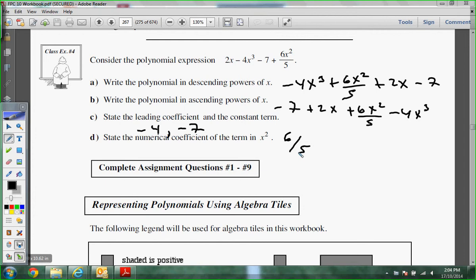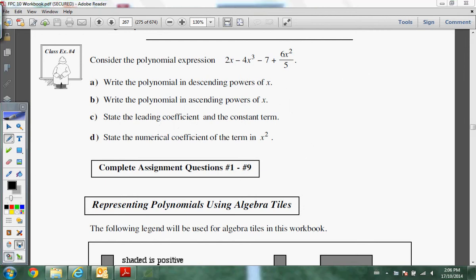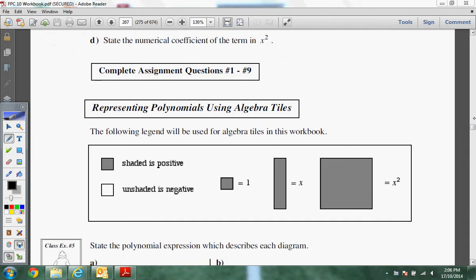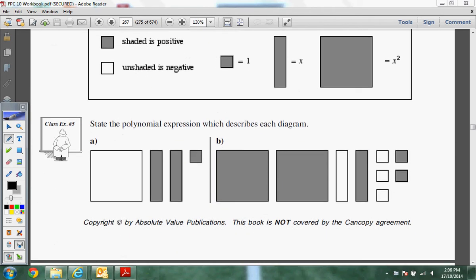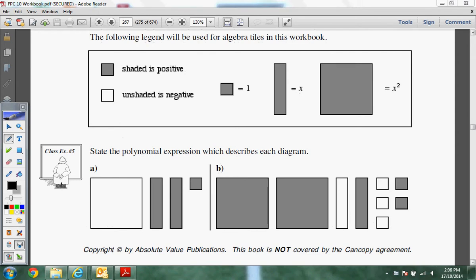Okay, all right, we'll just briefly go through the algebra tiles again. You know from last year, the algebra tiles are just a visual representation. You don't have to have them. You don't have to use them. Remember, shaded is positive, unshaded is negative. One little box means 1, a line means x, and the whole square is x squared.